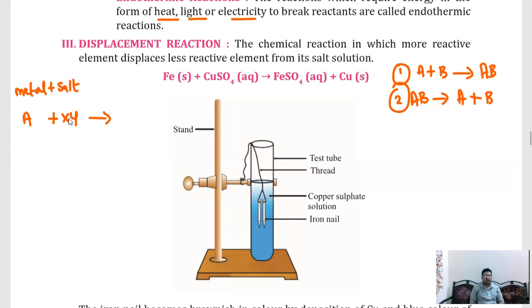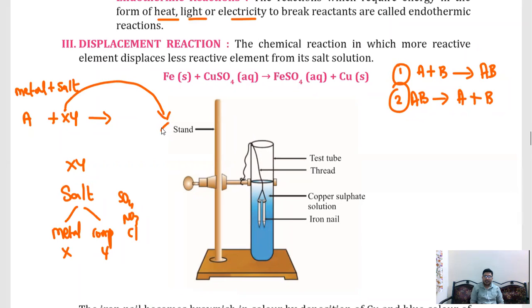When metal is combining with salt, you know how salt is produced. Salt will have two parts. The first part is the metal part, guys. Consider XY is salt, X is metal, and Y is the compound part, like sulfate, nitrate, chloride, etc. Now, if metal is combining with salt, the metal from the salt will be displaced. I mean, X you can get here, and this A will be combining with Y, you will get AY.